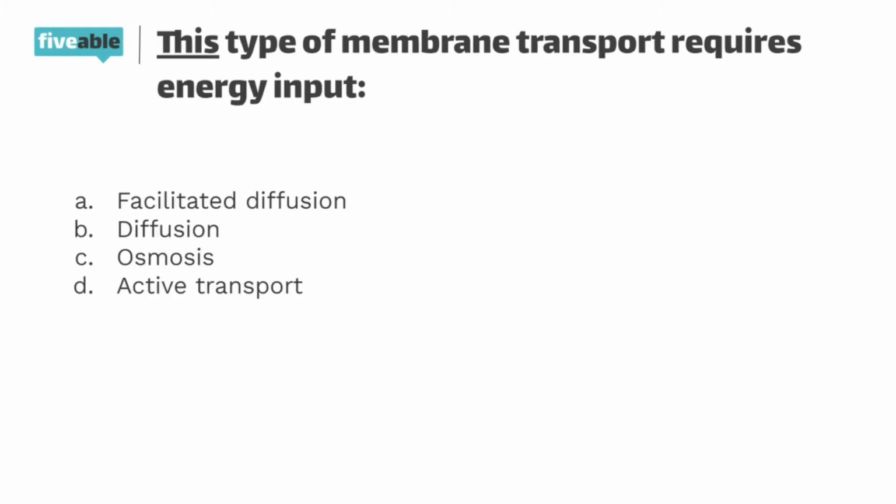Okay, this type of membrane transport requires energy input. Most students feel really comfortable with this one. It's active transport. The word active makes me think, oh, it's lots of energy. Most people might think facilitated diffusion because they think, oh, there's a helper, that must take a lot of energy. But facilitated just has to do with the fact that we've got some sort of transmembrane protein present that lets things in or out very specifically. So no energy needed for facilitated.